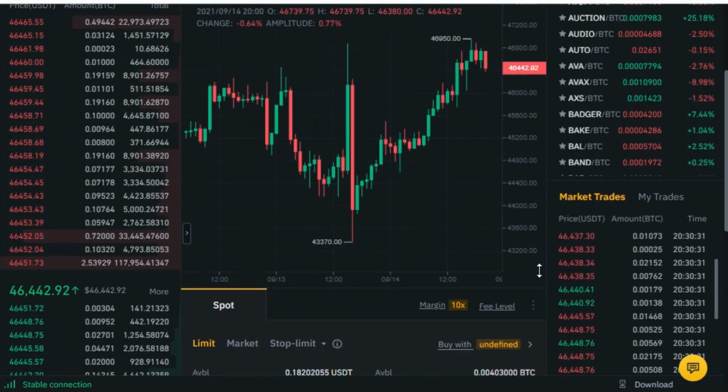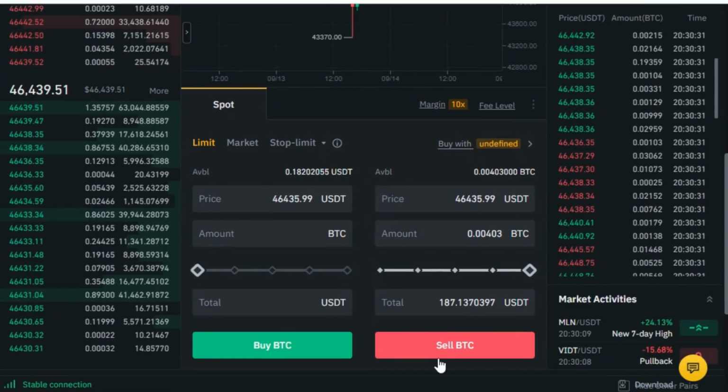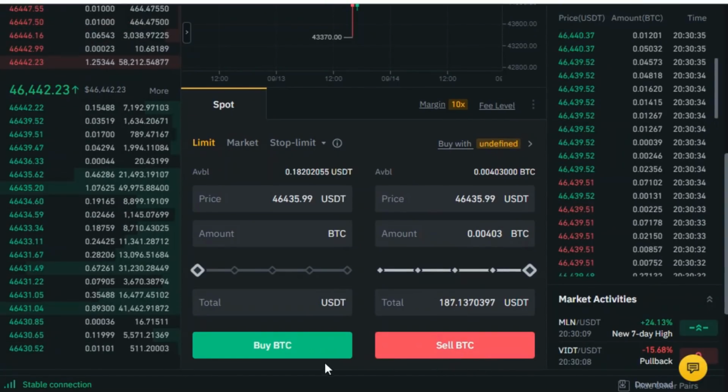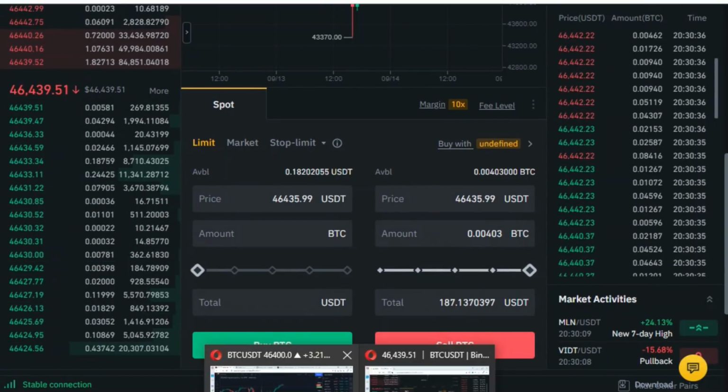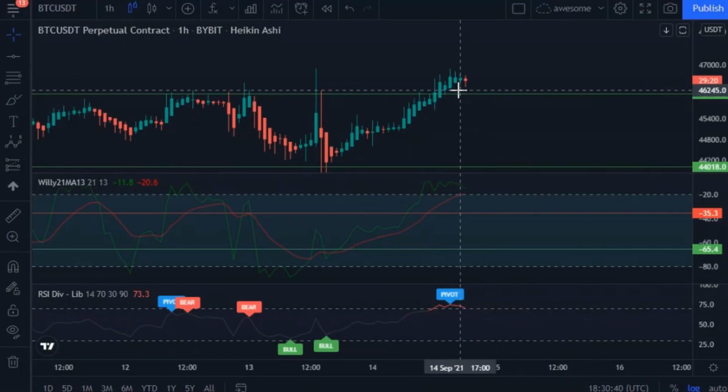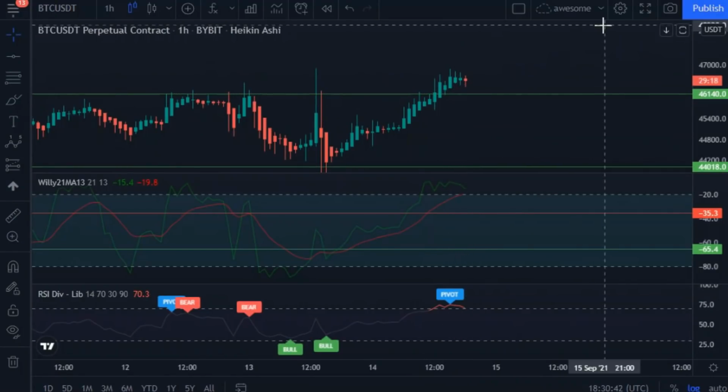But I will take a risk, and I am not going to sell. Why? Because the green line that we drew at the beginning of the video, which was a resistance line, has now become a support line. So, wait for the next video.